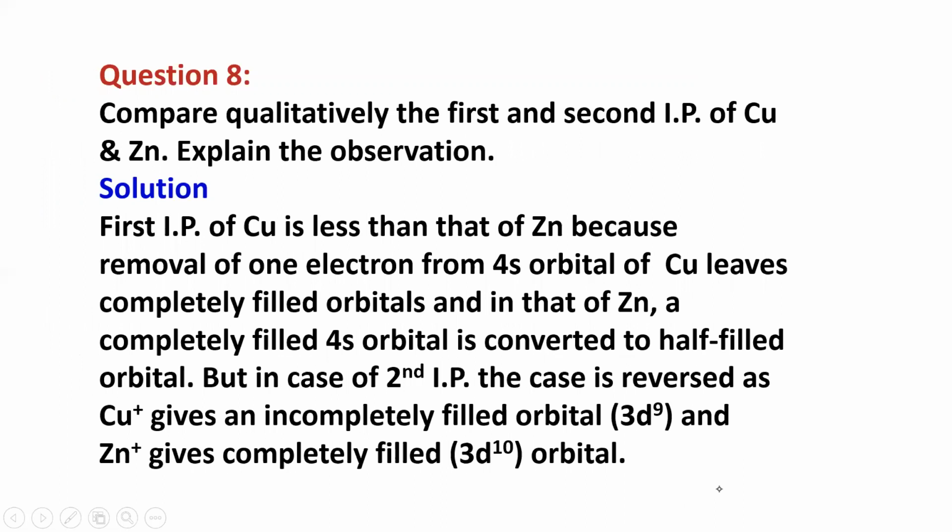Question number 8. Compare qualitatively, qualitative meaning broadly, the first and second ionization potential of copper and zinc. Explain the observation. If you take copper, its atomic number is 29, whereas zinc has atomic number 30. The first IP of copper is less than that of zinc because the outermost configuration of copper is 3d10 4s1, whereas for zinc it is 3d10 4s2.